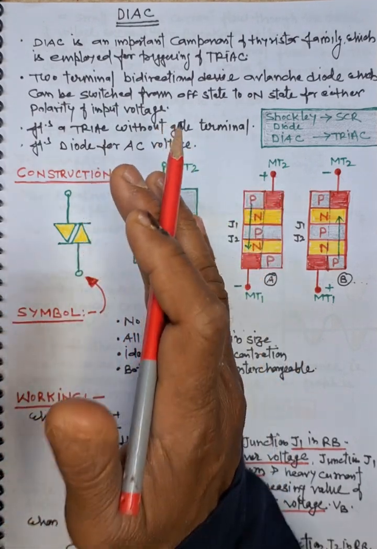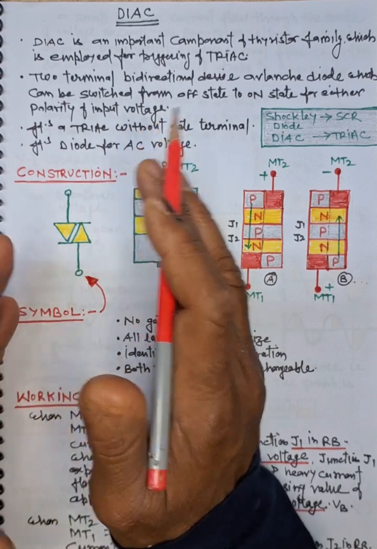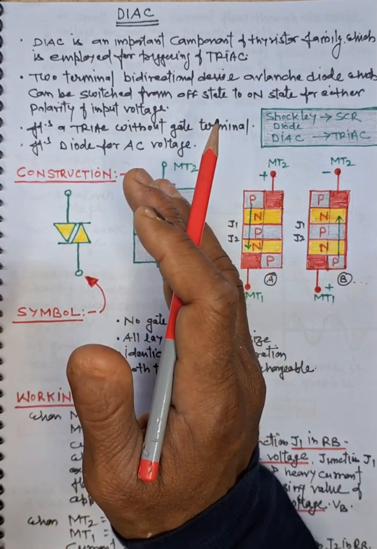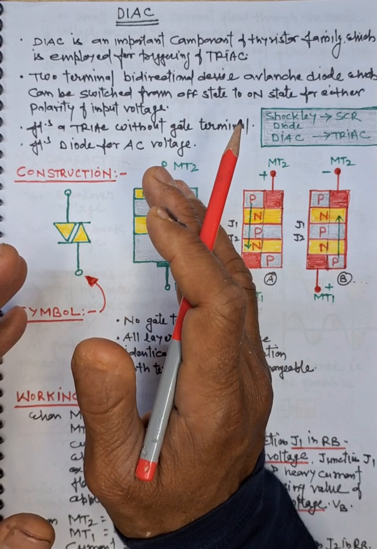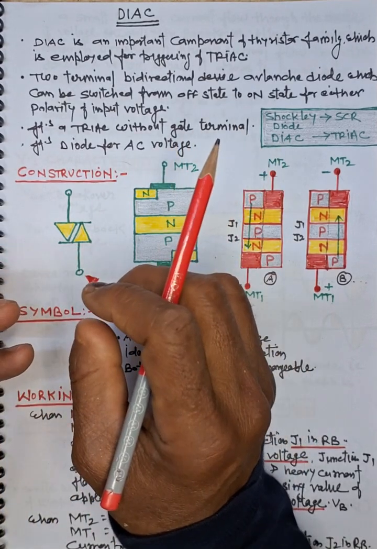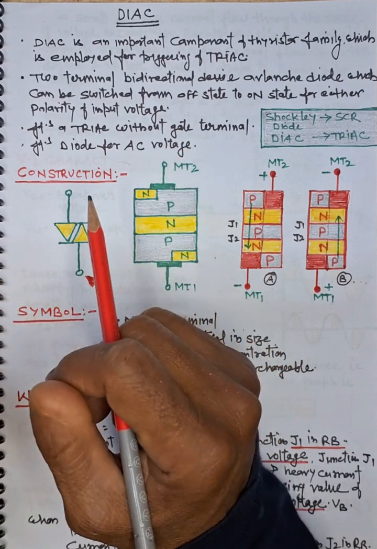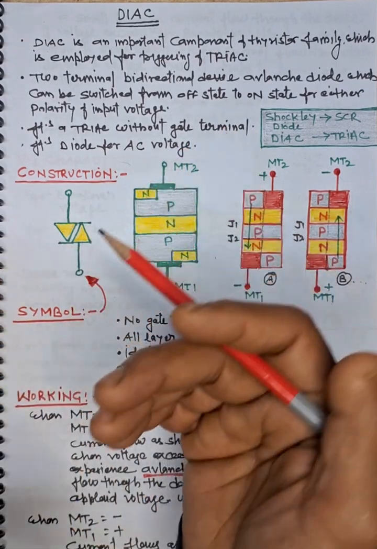The basic purpose of this DIAC is to trigger the TRIAC. So there is a brother-sister relationship between this DIAC and TRIAC. Sometimes it is seen that the TRIAC cannot be used without a DIAC, and DIAC has no independent use in power electronics. So let us see how it is made and how it is working.